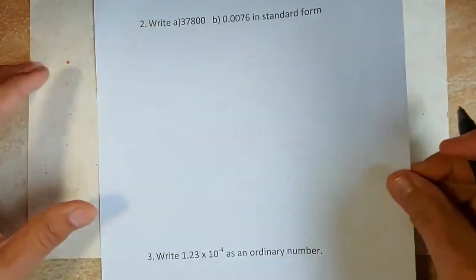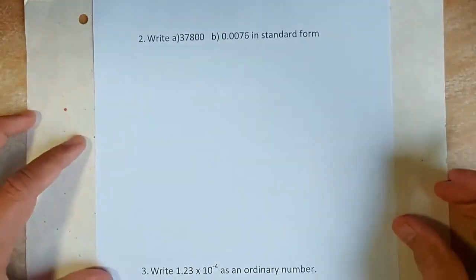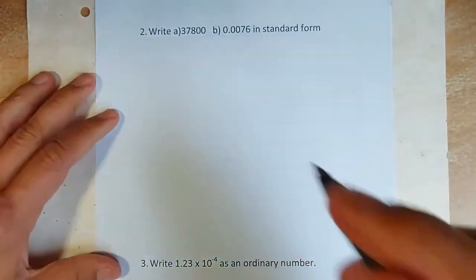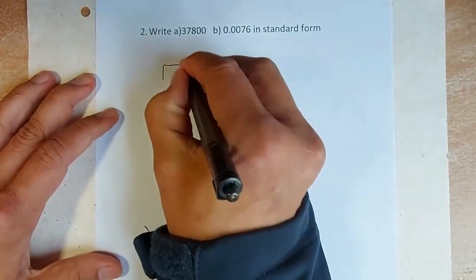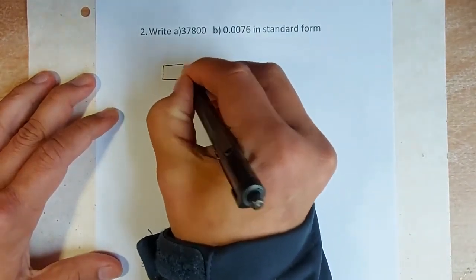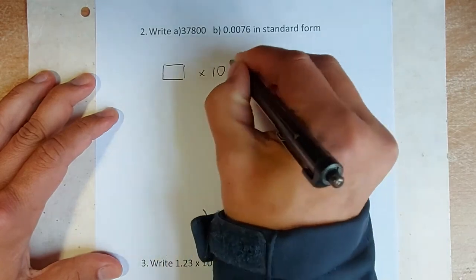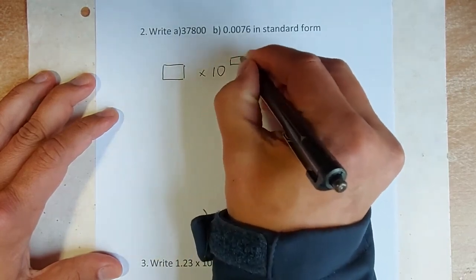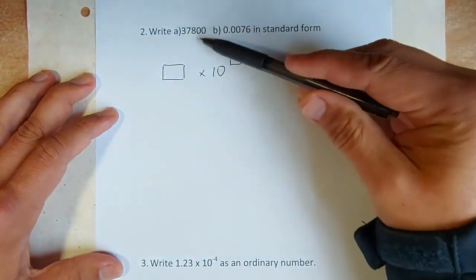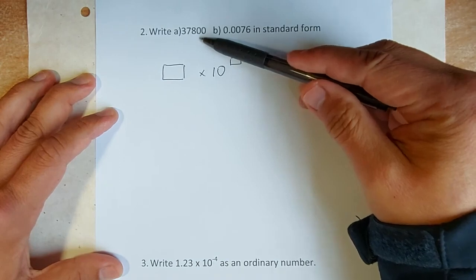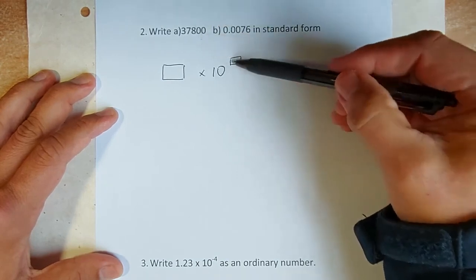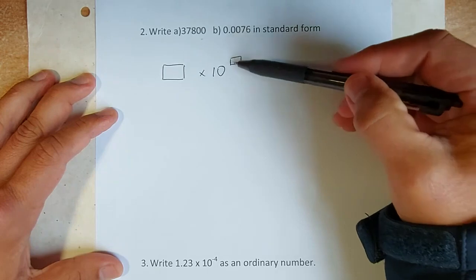Okay, let's go. The next question is about standard form. So we shall look at some of the standard form questions. Standard form has this form: the box times 10 to the power of something. If it is a big number, anything that's more than 1 is going to be a positive power. Anything that's less than 1 is going to be a negative power.